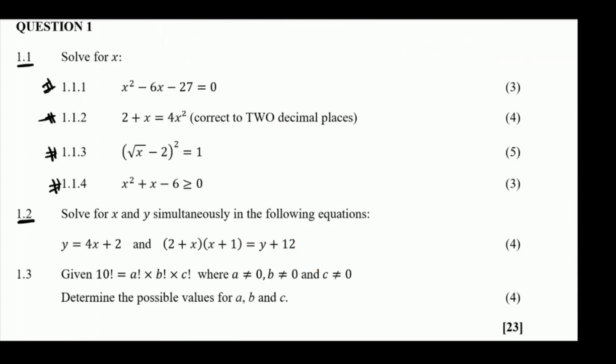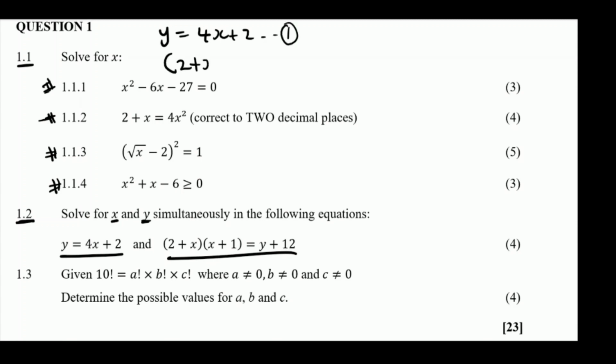So now we're going to solve 1.2, where we are asked to solve for x and y simultaneously using the following equations. We have this equation and we have that equation. Our equation 1 can be y equals 4x plus 2; label it equation 1. Equation 2 can be (2 plus x)(x plus 1) equals y plus 12; label it equation 2. So we can simply substitute equation 1 where there's y.